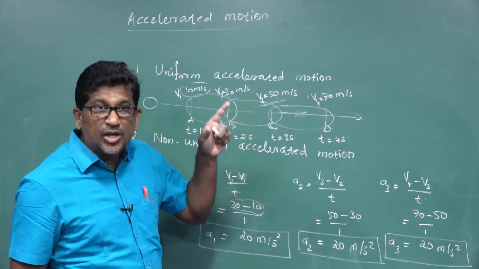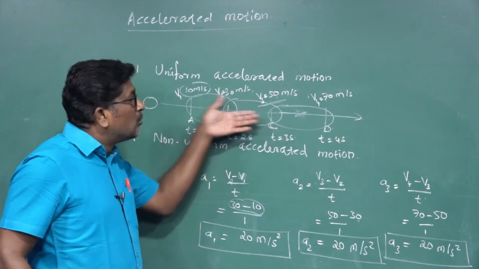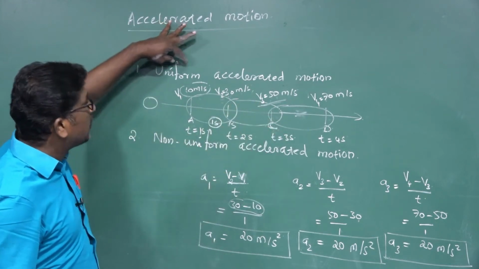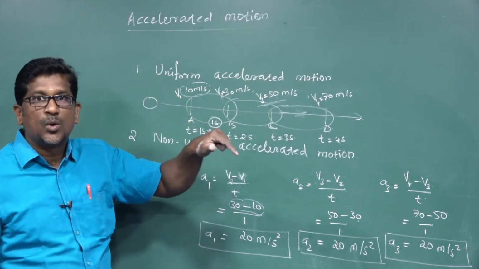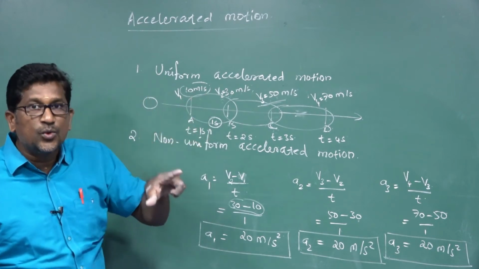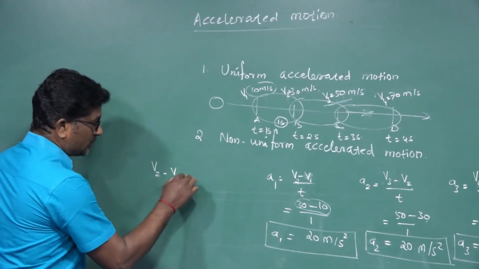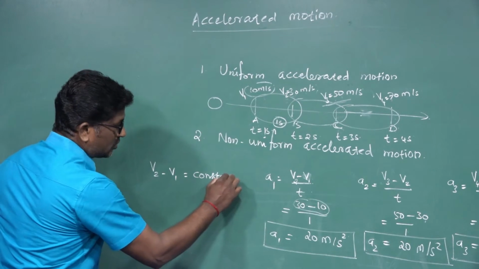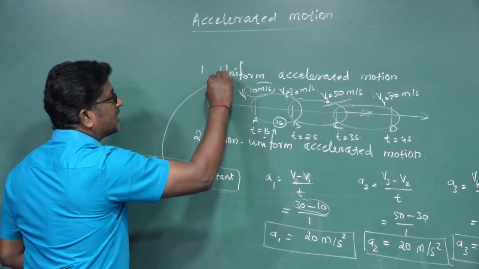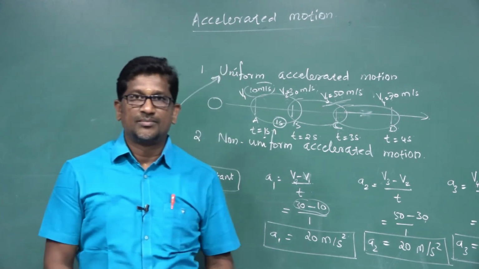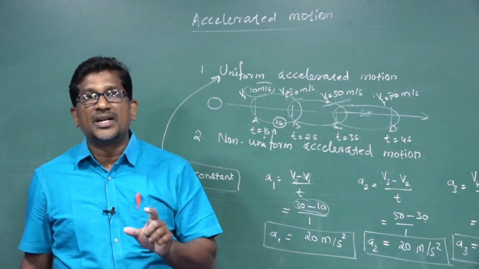If the change in velocity of the particle for unit time is a constant, then the motion of the particle is said to be uniform accelerated motion, or the accelerated motion is said to be uniform if the change in velocity for unit time is a constant. V2 minus V1 is a constant. Then the accelerated motion is called uniform accelerated motion. The accelerated motion is said to be uniform if the change in velocity of the particle is a constant.